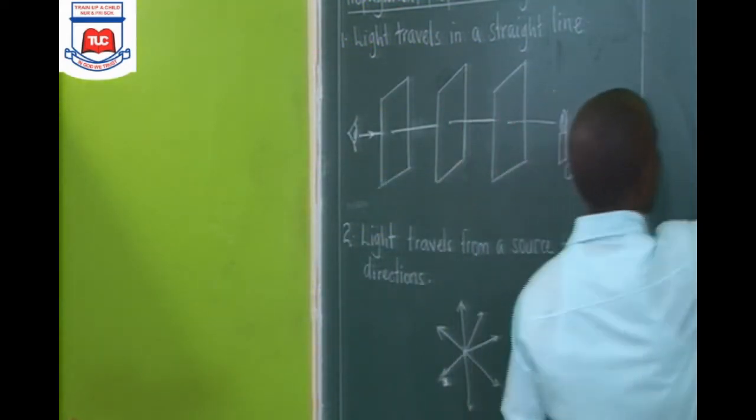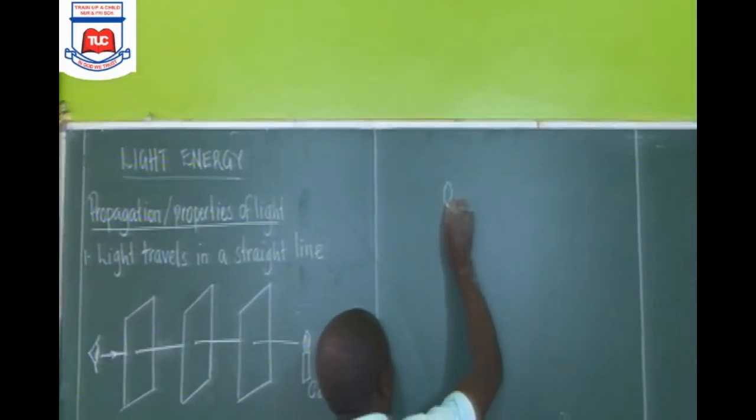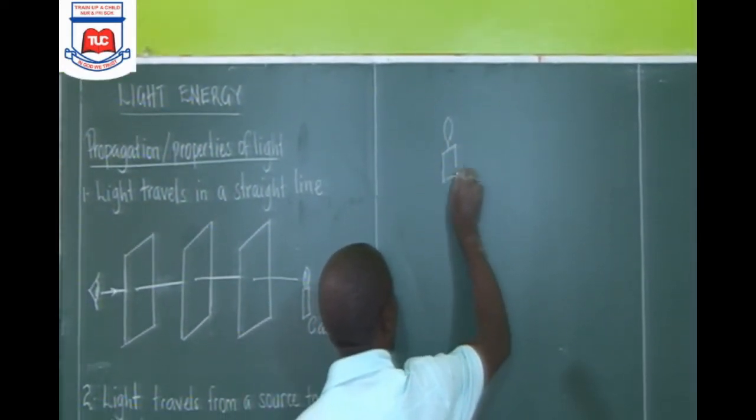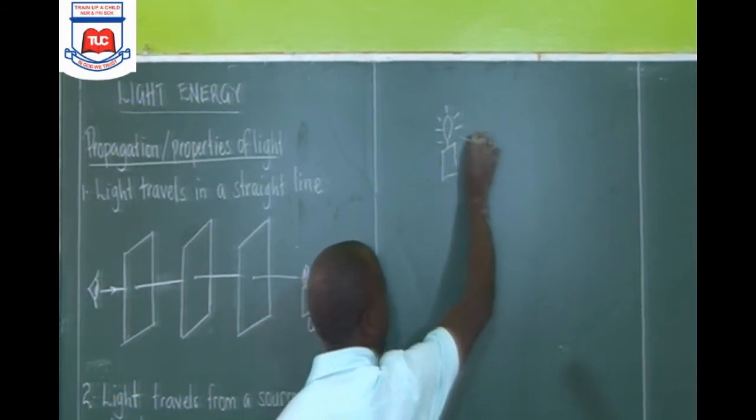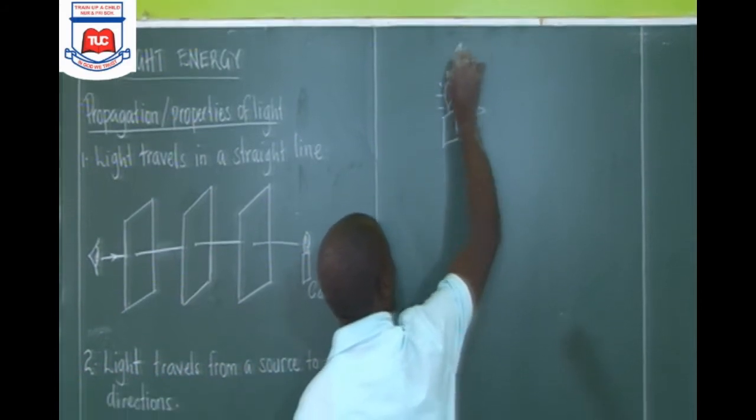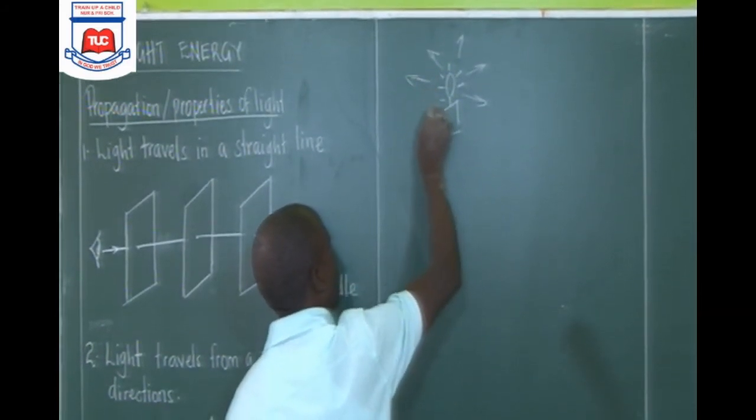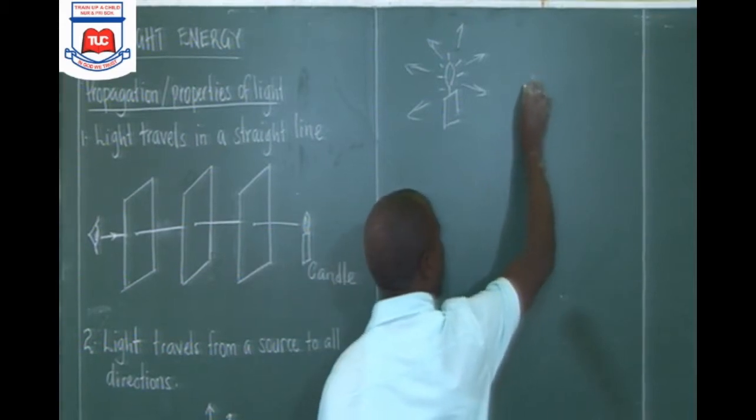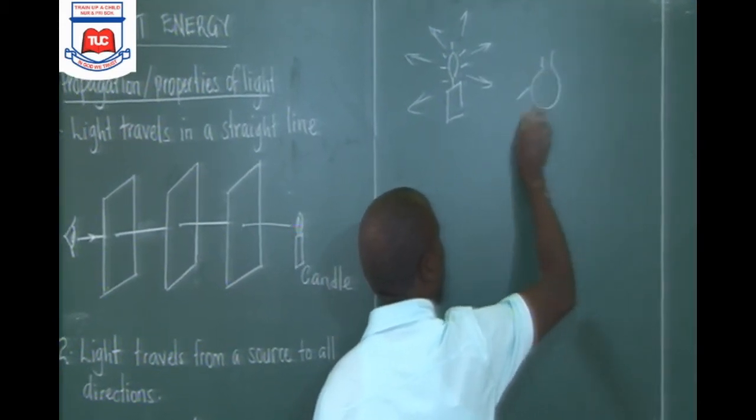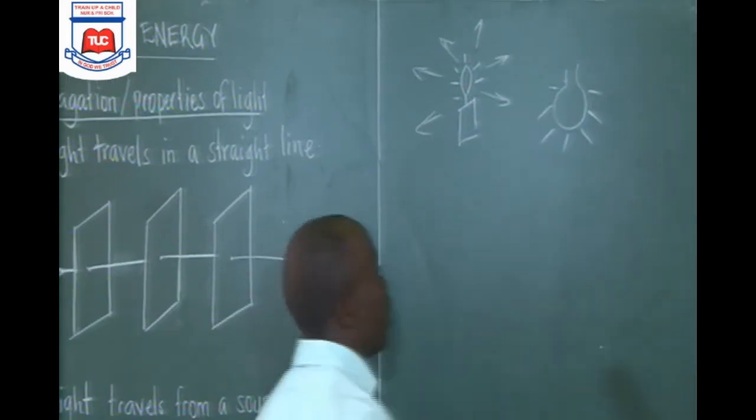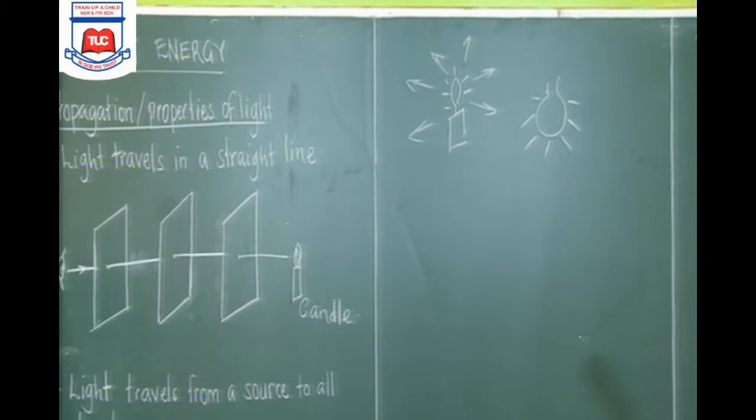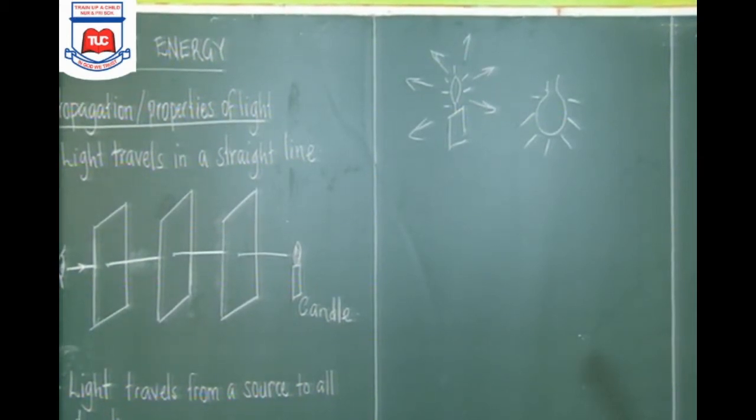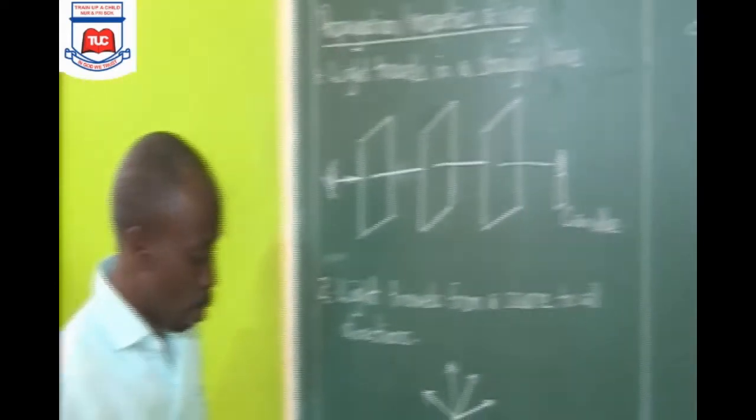Let's look at this candle here, burning. You see that light is thrown in all directions. Even if it is a light bulb, okay? You have a light bulb there. It will give light to all directions. So that proves that light can travel in all directions. So those are some of the major basic properties of light.